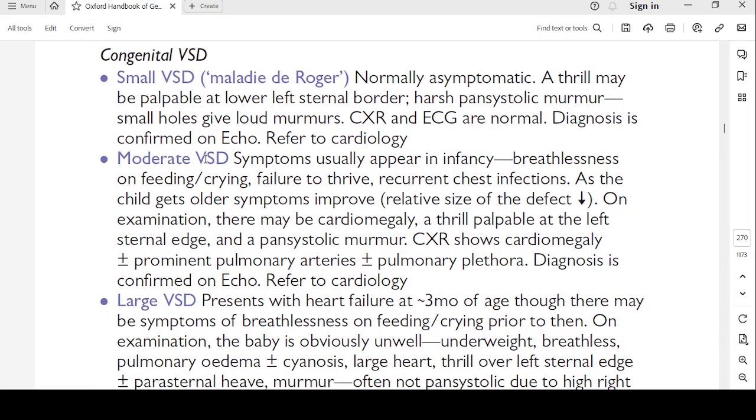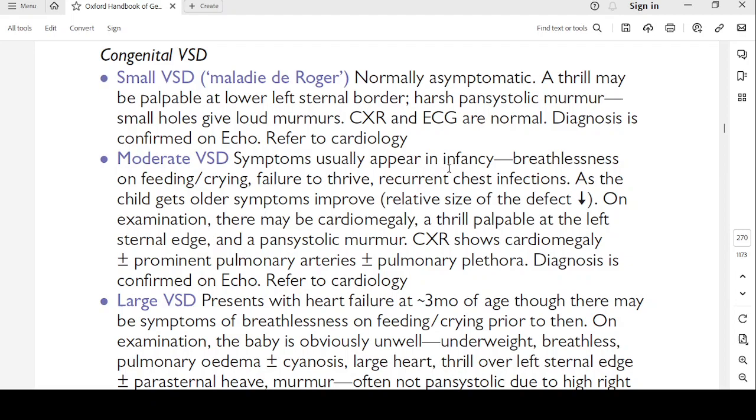Congenital VSD. If it is a small congenital VSD, or Maladie de Roger, it is normally asymptomatic. A thrill may be palpable at the lower left sternal border, with a harsh pansystolic murmur. Small holes give loud murmurs. Chest X-ray and ECG will be normal and the diagnosis is confirmed on echo. Refer to cardiology.